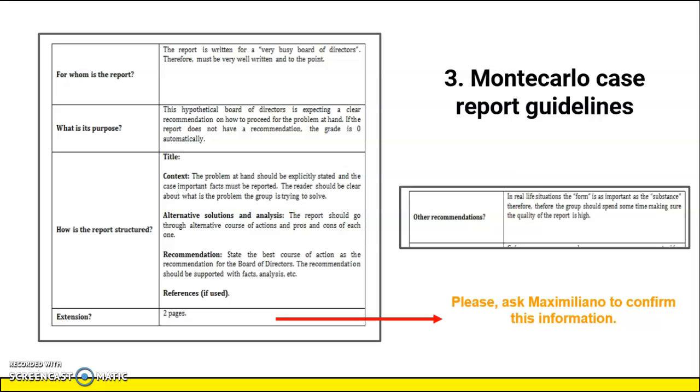Alternative solutions and analysis, which can be matched to the discussion part that I mentioned before. Recommendations, references if used, and other recommendations, perhaps conclusions in this particular case. And this should be 2 pages long. Again, please ask Maximiliano to confirm this information.